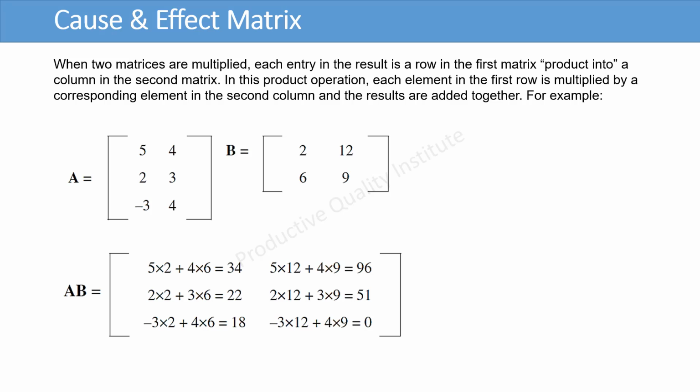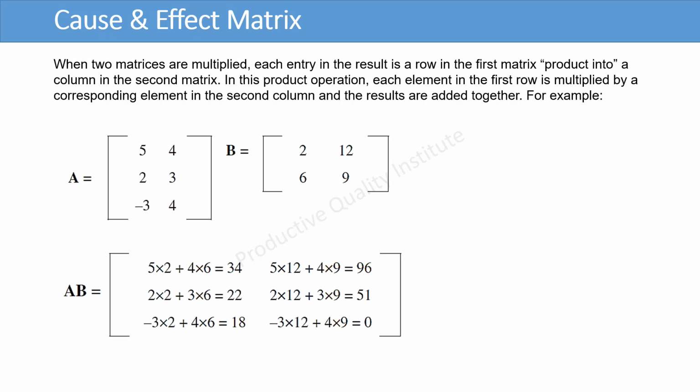When two matrices are multiplied, each entry in the result is a row in the first matrix multiplied by a column in the second matrix. In this product operation, each element in the first row is multiplied by a corresponding element in the second column, and the results are added together.